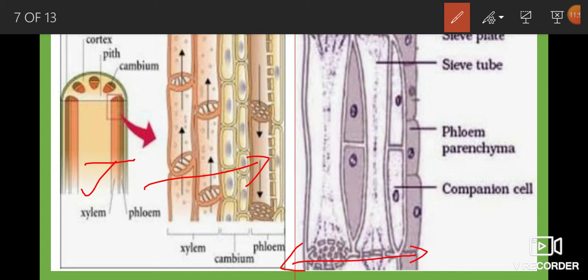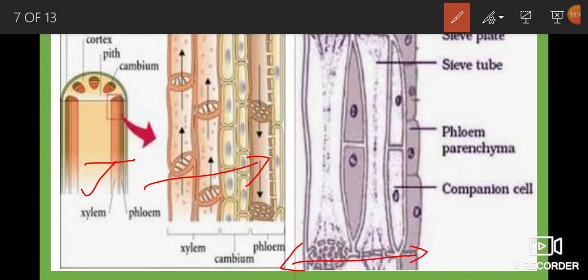Phloem in angiosperms is composed of sieve tube elements, companion cells, phloem parenchyma and finally phloem fibers. But in gymnosperms, it has only albuminous cells and sieve cells. It means they lack sieve tubes and also companion cells. So in gymnosperms, companion cells and sieve tubes are absent.